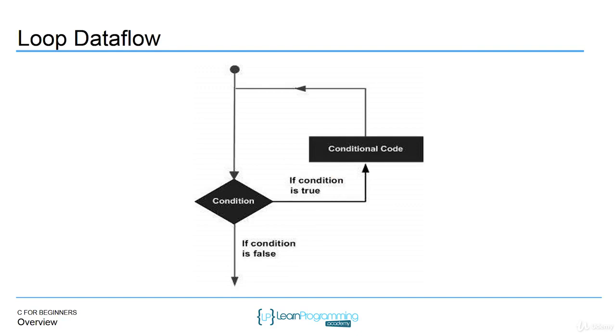So the actual data flow of a loop looks something like this. You check a condition, and if the condition is true, you execute some code, and then you keep doing it over and over and over again until the condition evaluates to false. Once the condition evaluates to false, you exit the loop.